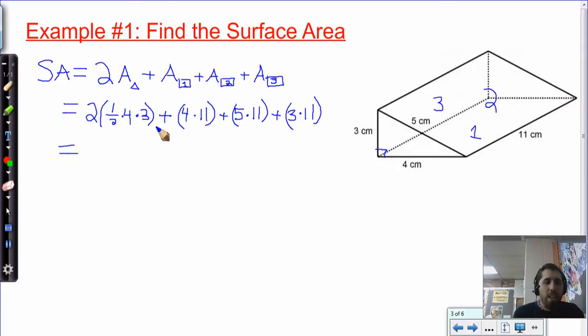So now we have to do what's in parentheses first, following the order of operations. 1/2 times 4 would be 2. 2 times 3 is 6. So each of these triangles is 6 square centimeters. And we have 2 of them, so that's why we're still multiplying by 2. Now 4 times 11 is 44. 5 times 11 is 55. And 3 times 11 is 33.